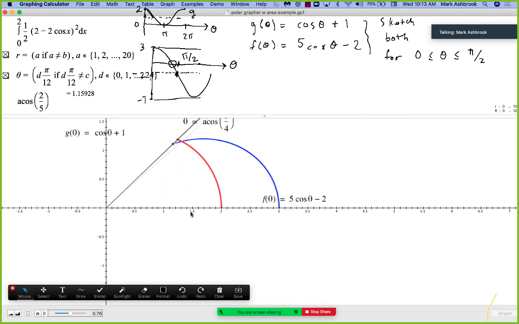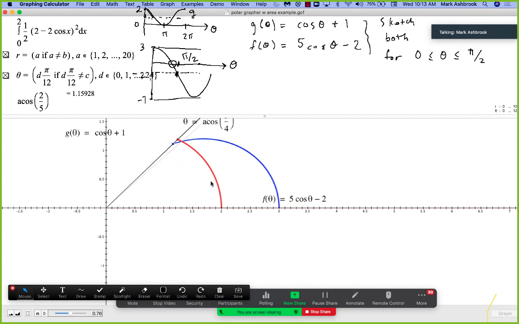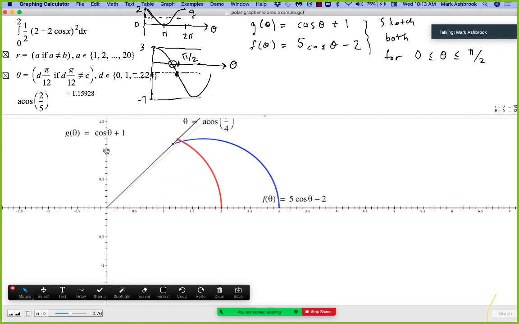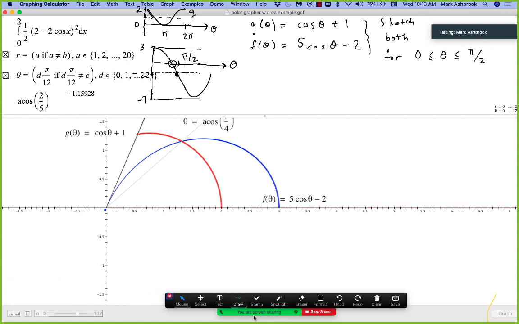And g is the red one, and that's decreasing from 2 to 1. So it's going to end up at 1 here, at pi over 2. While the other one, before pi over 2, is going to hit the pole, like we said, 0, right here. And then it's going to go into negative territory and hit negative 2 by the time we get to pi over 2.